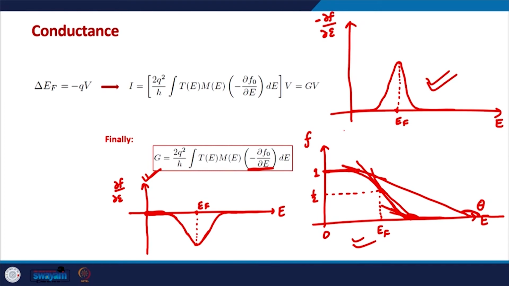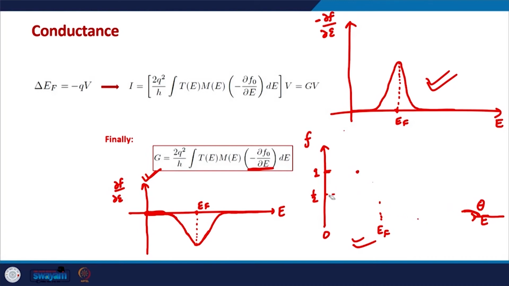In addition to this, if the temperatures are very low, let us say at extremely low temperatures, the Fermi level will be a step function, as all of us know. So, the Fermi level at very low temperatures is a step function. So, this is the way it looks like.